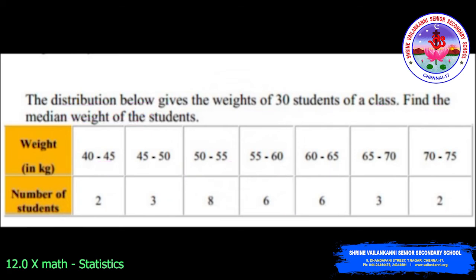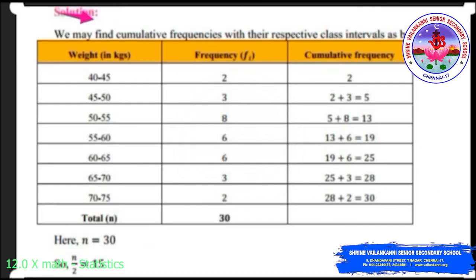In order to find the median of the grouped data, I need to find out the cumulative frequency, which is denoted as CF. Now coming to the solution, given the class intervals as 40 to 45, 45 to 50, 50 to 55, 55 to 60, 60 to 65, 65 to 70, 70 to 75, and the frequency values as 2, 3, 8, 6, 6, 3, 2. I need to find out the cumulative frequency.